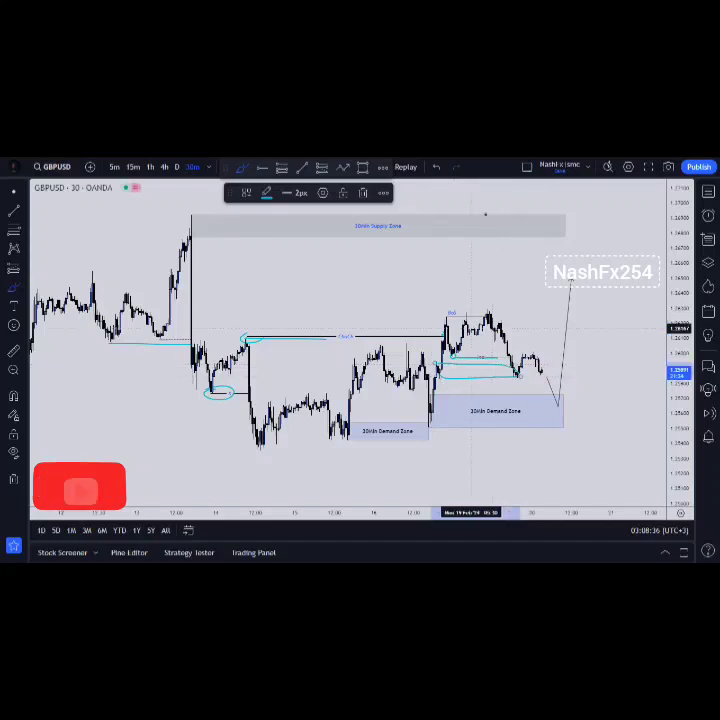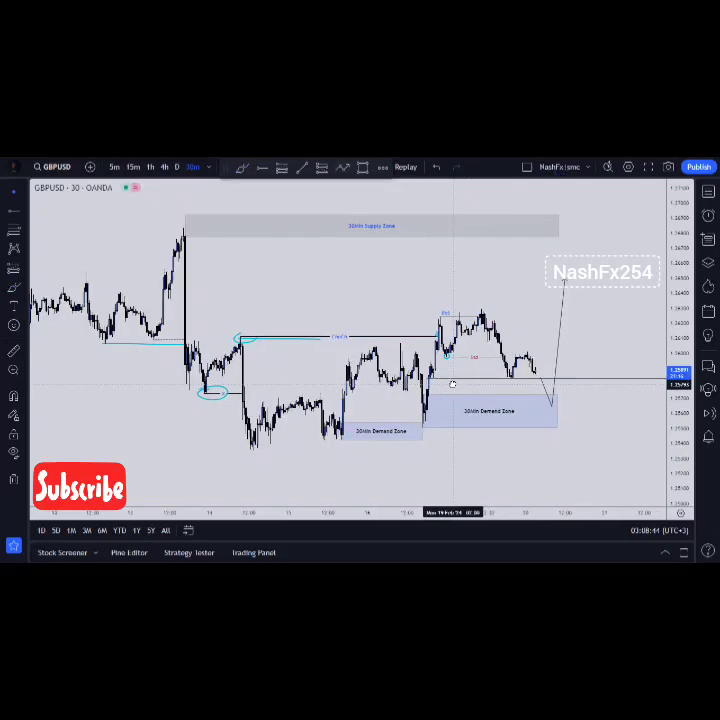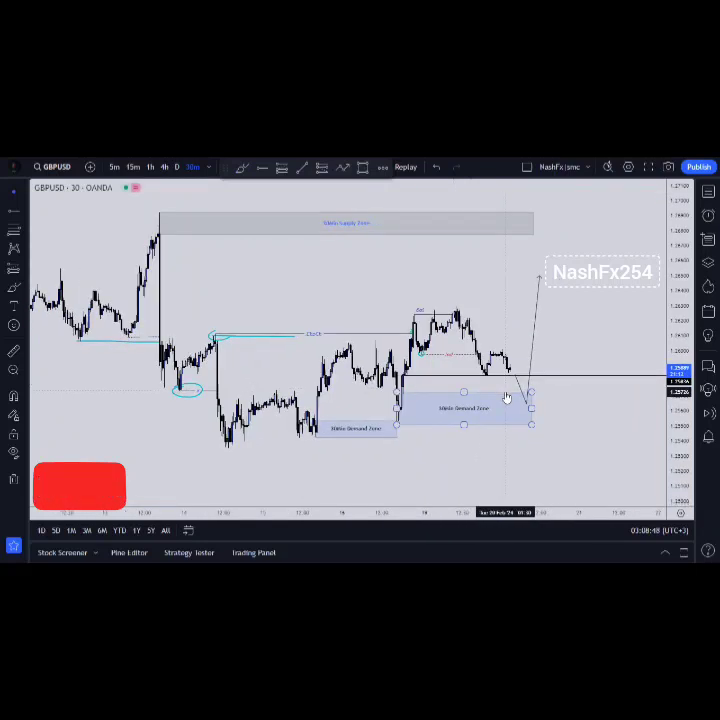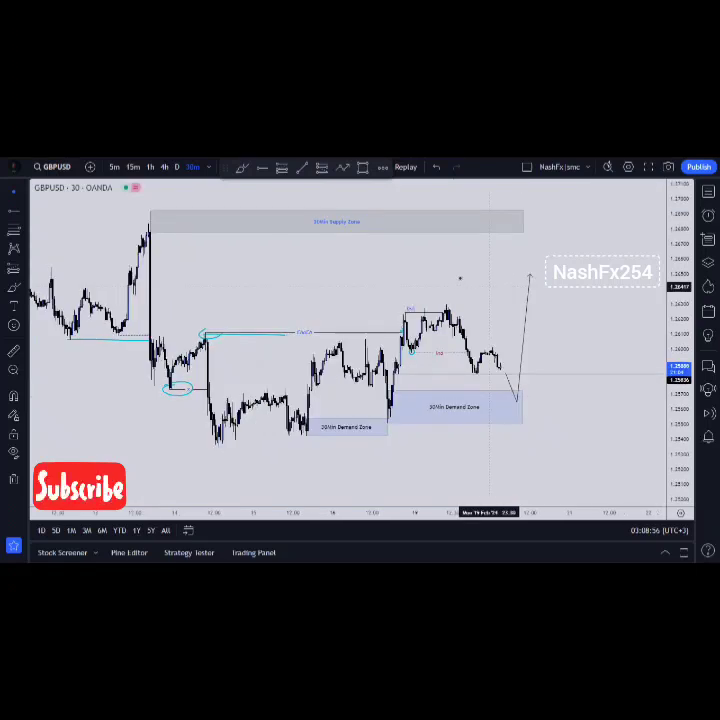This was a decisional POI, of which, let me just see if it was broken. The decisional POI is here. So this decisional POI has not yet been broken, but I'm anticipating this decisional POI to be broken so that we tap this 30-minute demand zone for another push to the upside.